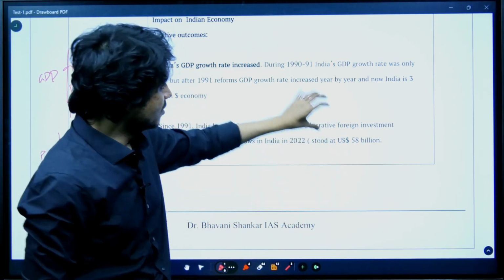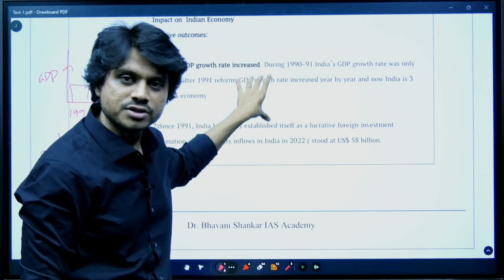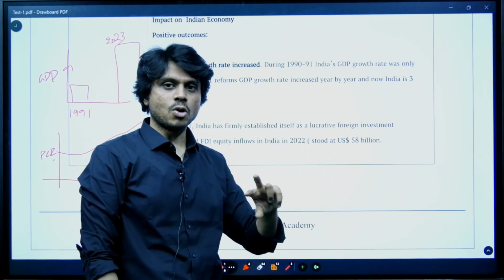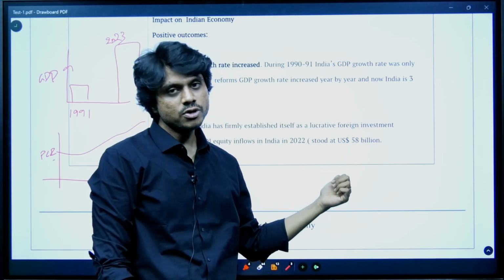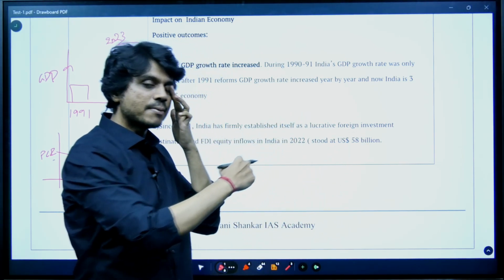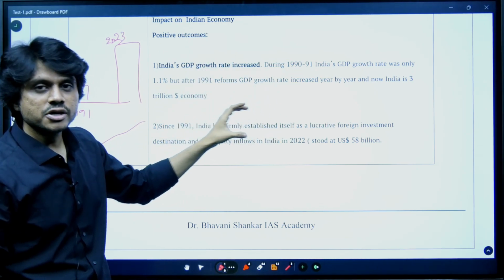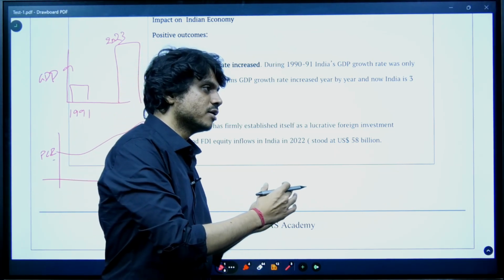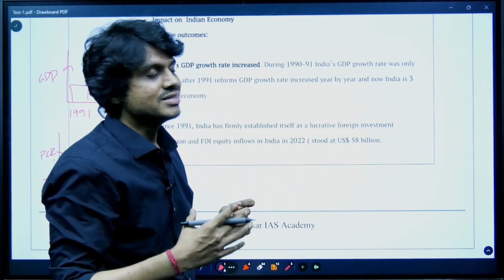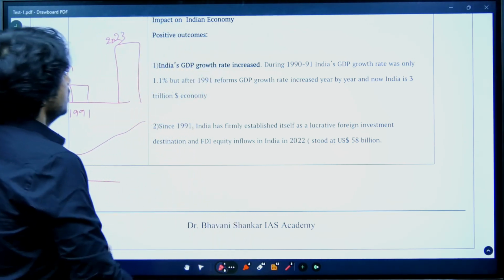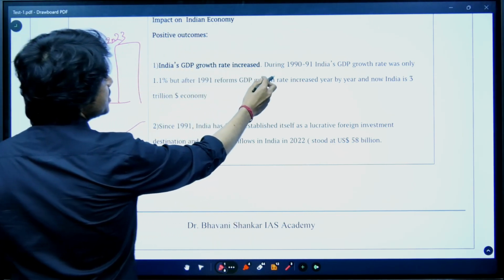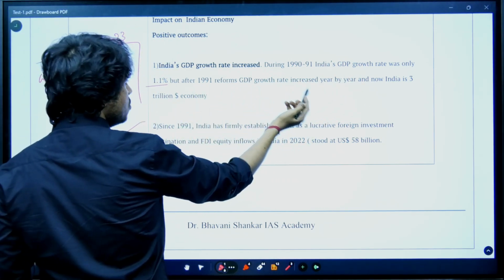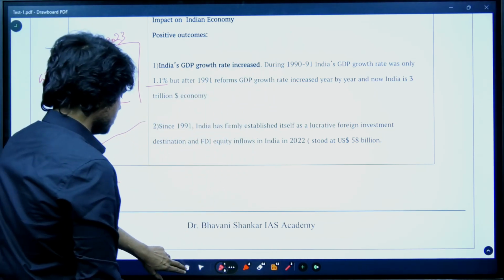Every person will have the content for this question, but how you approach the question would differ. So in this session the objective is two things. One, I'm trying to provide you content, and also the major thing I'm trying to provide is the approach: how to approach this particular content, how to present it in a way that is easy for the examiner to understand. So now see, India's GDP growth rate has increased. During 1991, India's GDP growth rate was only 1.1%. But now we are a $3 trillion economy.